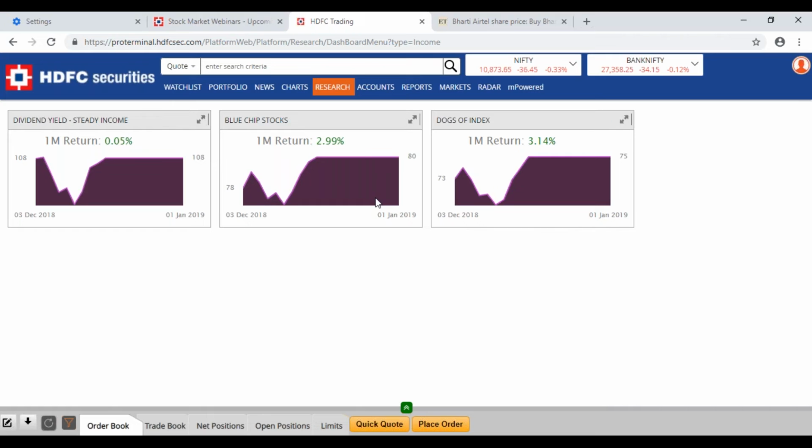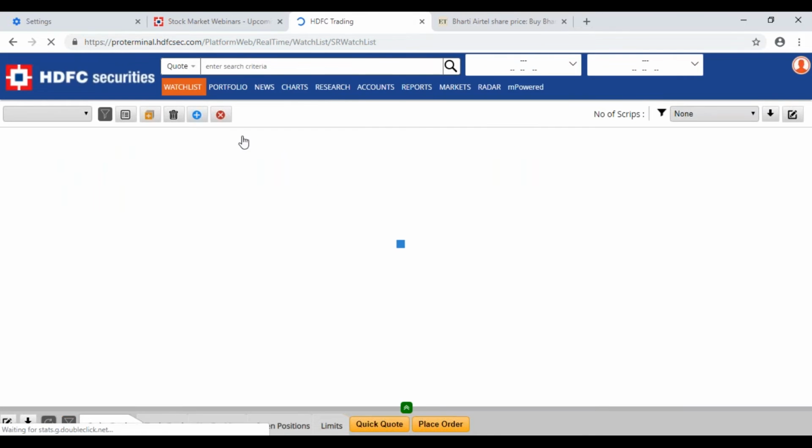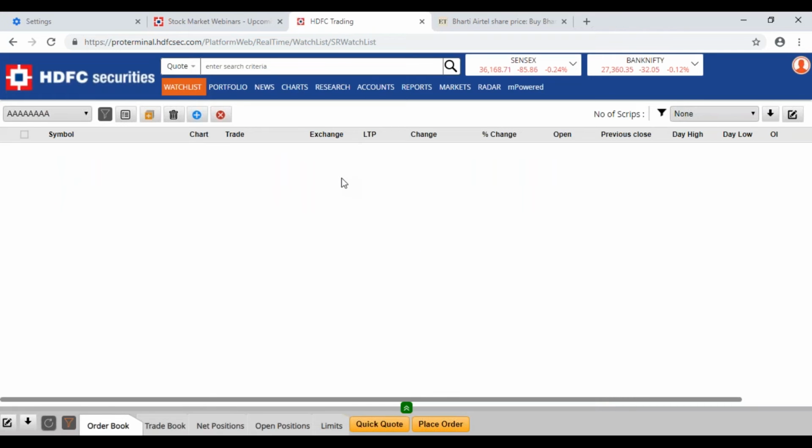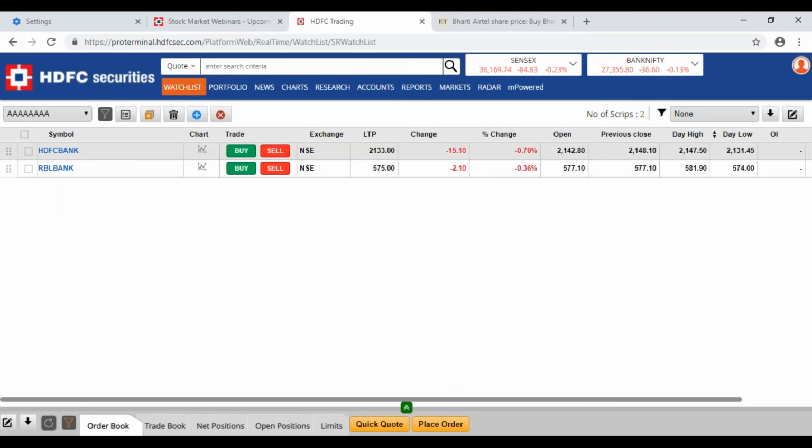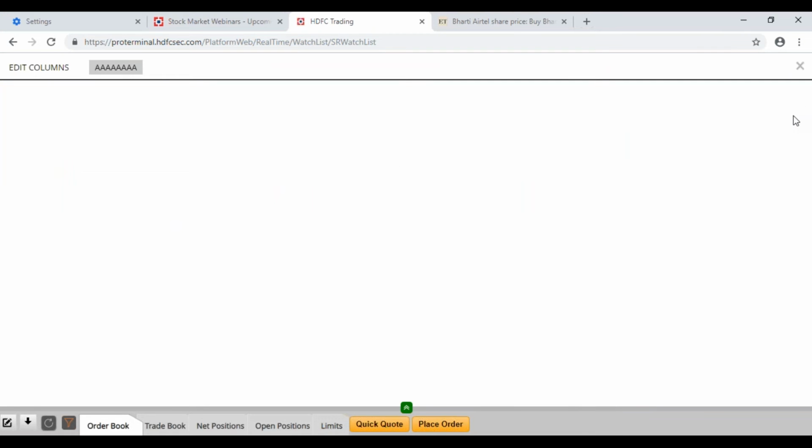Right? Now let's talk about our advanced traders, as the percentage was about 70% were advanced traders. I'm sure they are waiting to know what is in it for them in ProTerminal. Let's understand. First and most important thing, we have the advanced watch list. Now this watch list has 150 parameters to edit and make as per your requirement. Here is the edit column. You click on it.